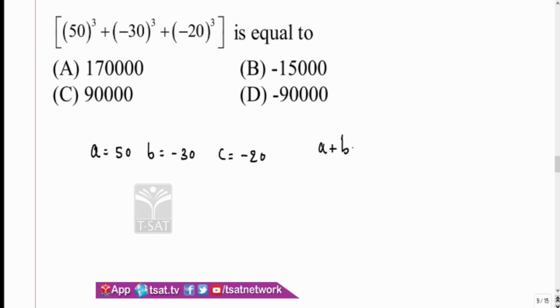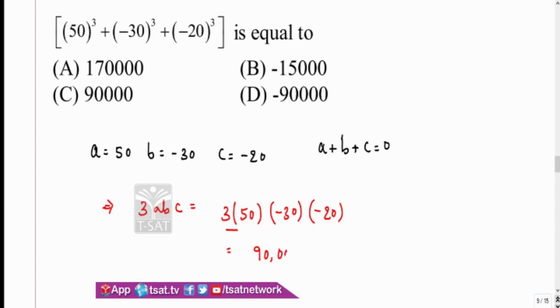If a plus b plus c is equal to 0, we know a cube plus b cube plus c cube is going to be 3abc. So 3 into 50 into minus 30 into minus 20. Forget about the zeros. You have three zeros here. Forget about the 3 zeros: 15, 6 and 90 here. Then after that you put the 3 zeros. So the answer is 90,000.